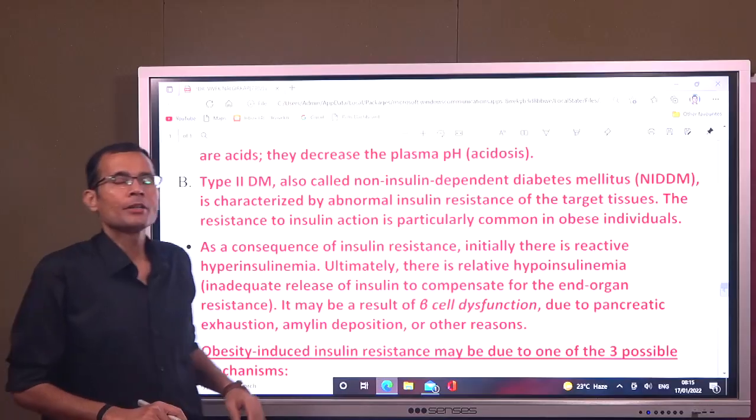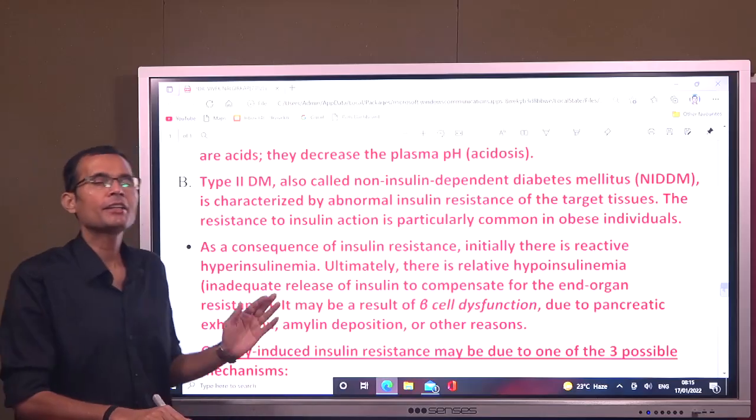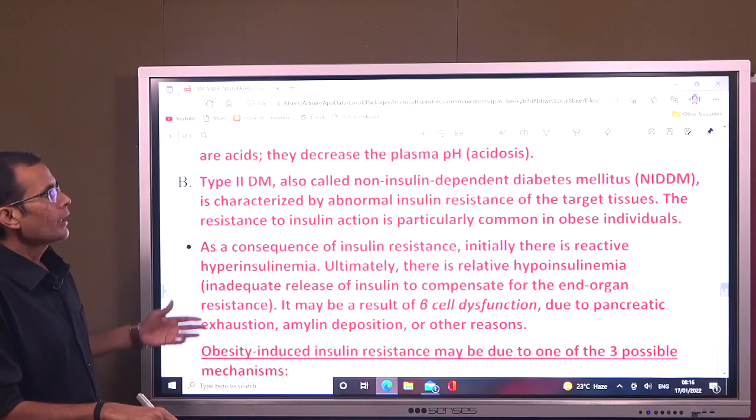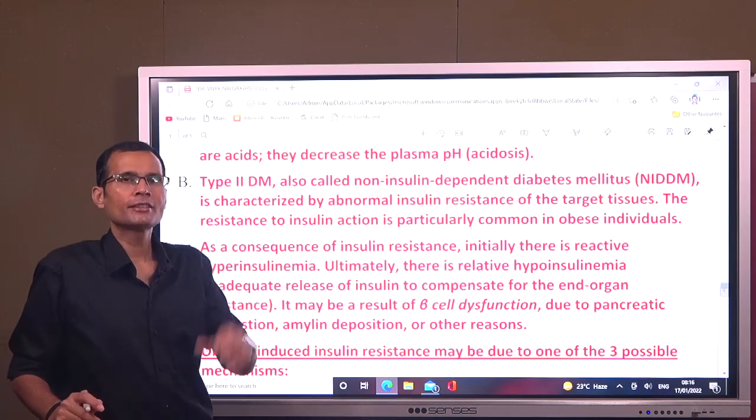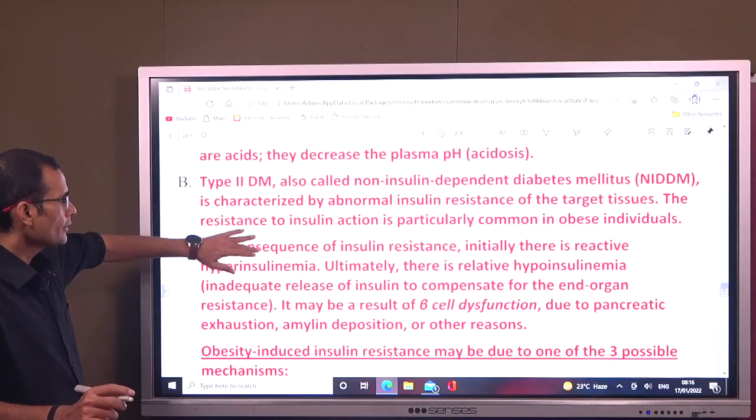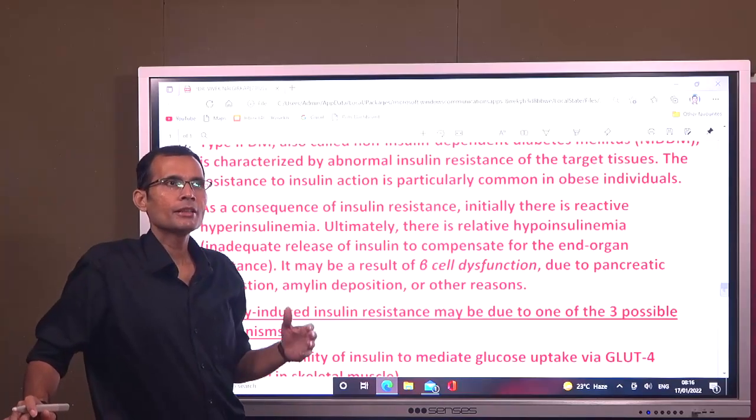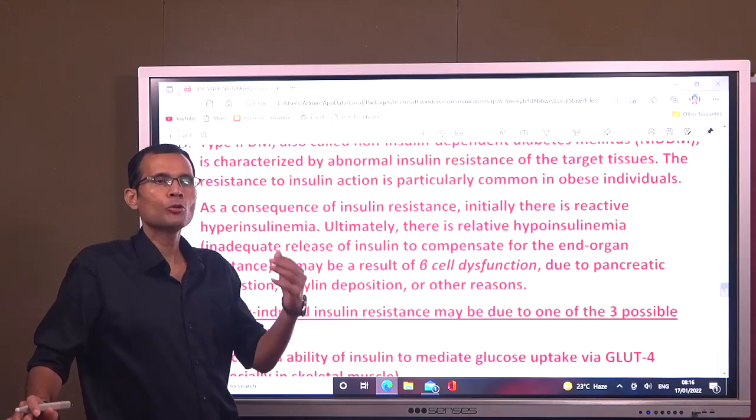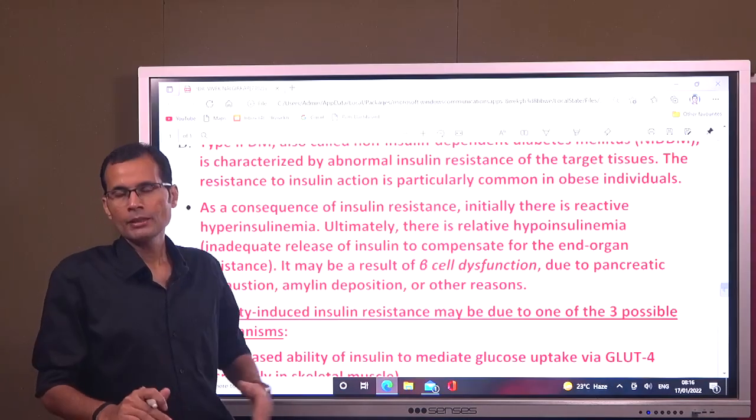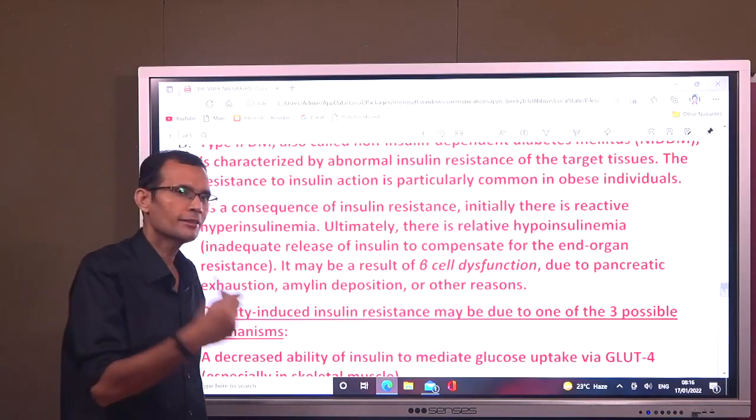Okay, type 2 diabetes, it's NIDDM, non-insulin dependent diabetes mellitus. What does it mean? It is due to insulin resistance. I mean, insulin is there, but there is a resistance to its action in the target tissues, and therefore it is particularly seen in obese individuals. Obese individuals are likely to suffer in later life with type 2 diabetes mellitus. There is a possibility of insulin resistance getting developed.